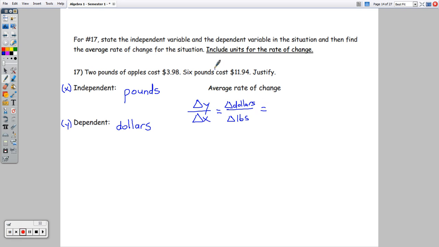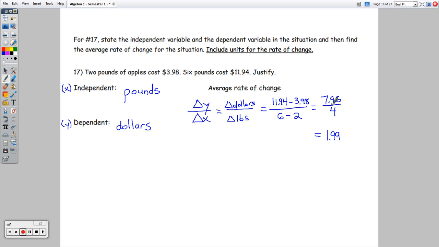And so we're saying here, what's the change in dollars? Well, that's 1194 minus 398. What's the change in pounds? That's 6 minus 2. I did the work on that earlier. I should know this off the top of my head, but I'm starting to lose my focus a little bit. Hopefully I'll be able to maintain the focus as we finish this video here.